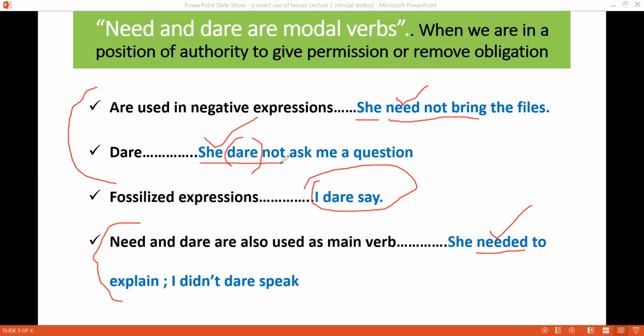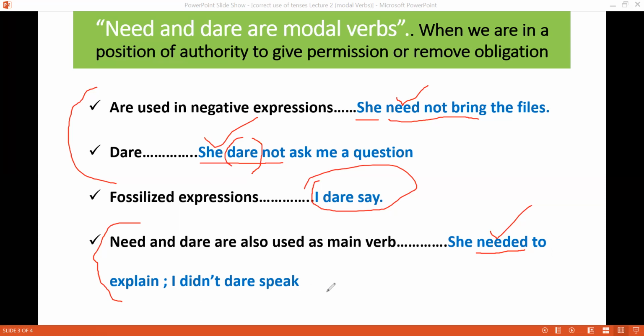Both these things are not followed here. The normal tense structure has not been followed here. That clearly shows that they are not main verbs here, they are modal verbs. They are used as modal verbs. This is the difference between the modal verb and the main verb.